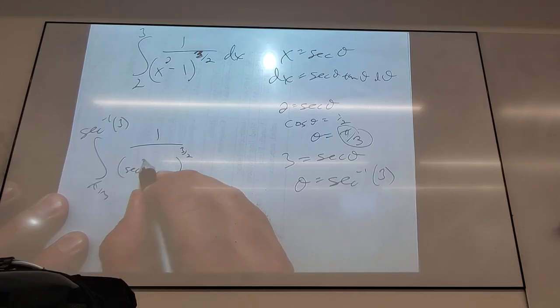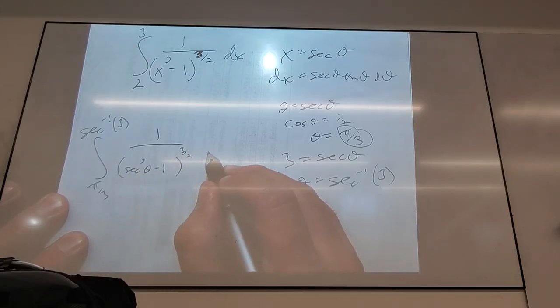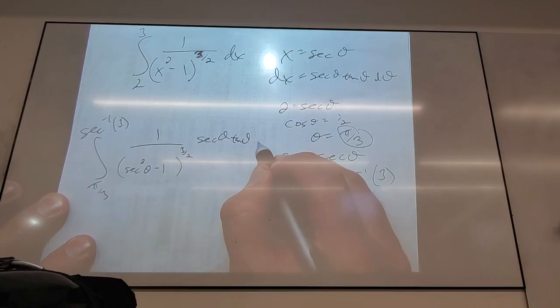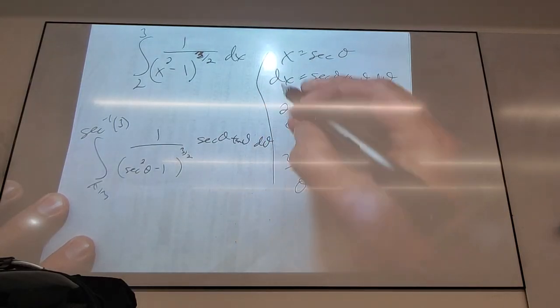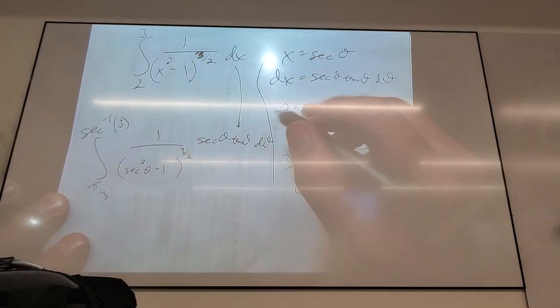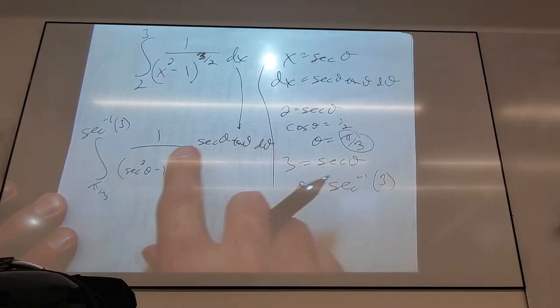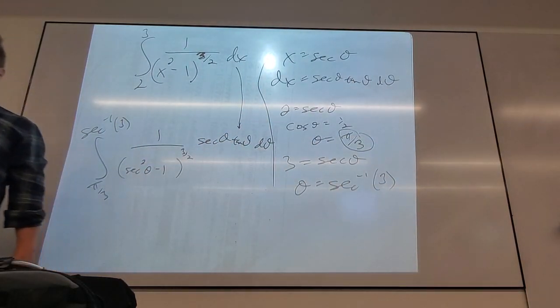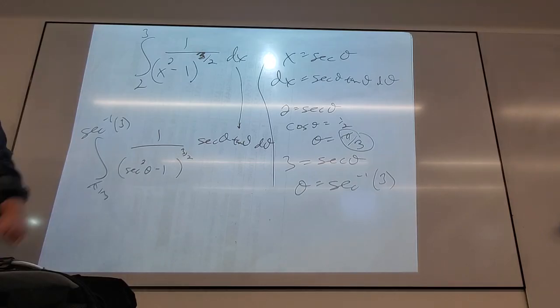Secant squared plus or minus 1. And what's dx? Secant theta tangent theta d theta. Thankfully, not a lot of you are doing this, but some of you are forgetting the dx, so you're forgetting this piece, and whatever's left over gets weird. So dx is very important. You always have to have it, or else the integral doesn't make sense.